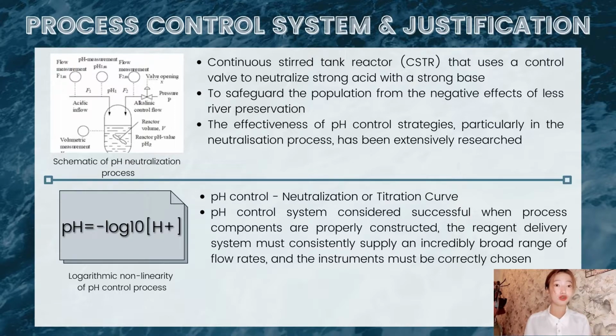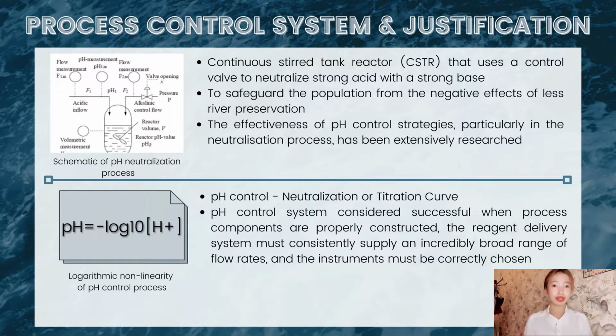Other than that, the major goals of pH neutralization are to safeguard the population of the negative effects of less river preservation. Therefore, the effectiveness of pH control strategies, particularly in the neutralization process, has been extensively researched.